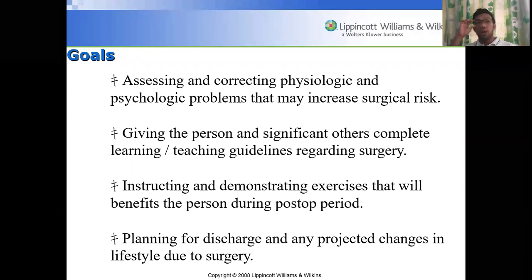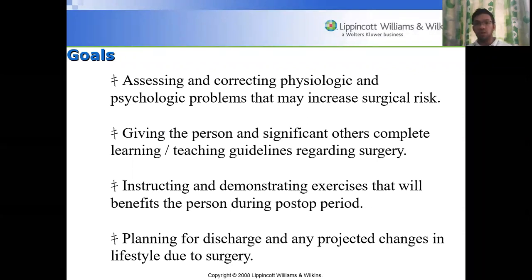So if the patient has cardiovascular problems, or they are taking anticoagulants, if they're going to undergo surgery, we need to manage them first. They need to stop taking anticoagulants, or if they are experiencing hypertension, we need to manage hypertension first. Or if they are very anxious with regards to their surgery and they are uncooperative, we need to explain more why the patient needs this surgery.